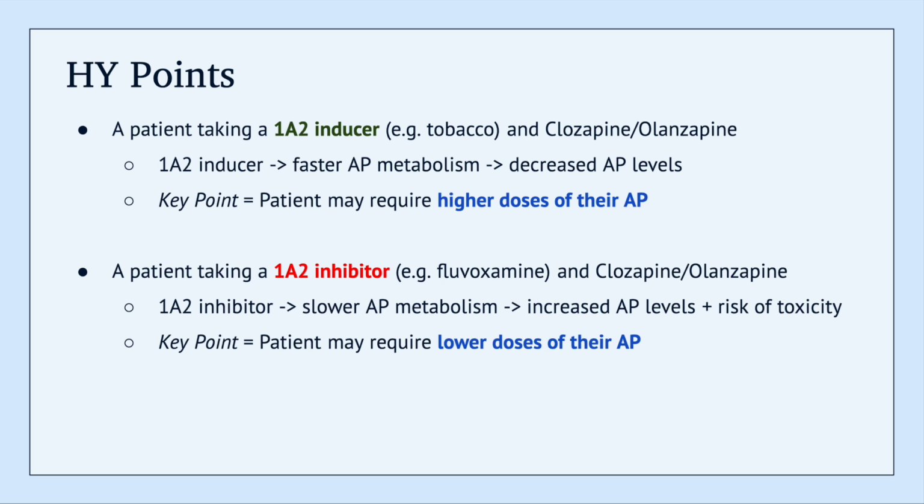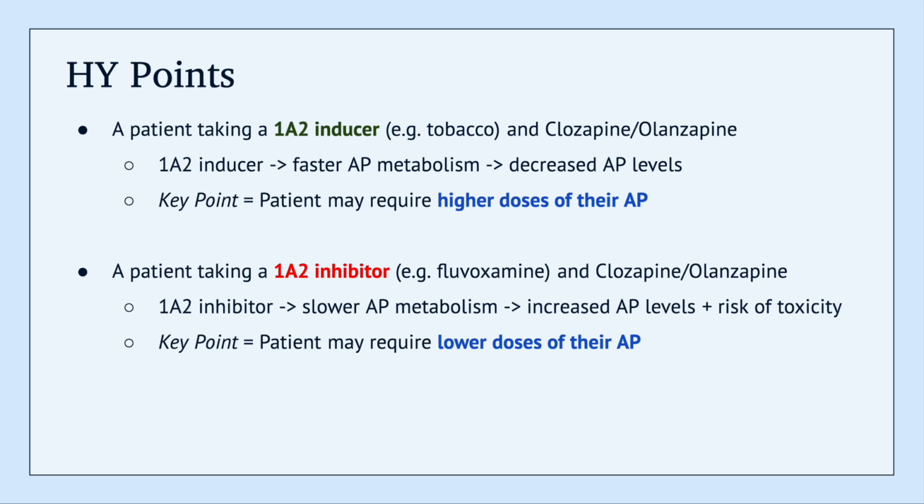So here's what I really want you to consider when thinking about CYP1A2. A patient taking a CYP1A2 inducer, such as tobacco, and also taking medications such as Clozapine or Olanzapine, right? So we have our 1A2 inducer. That is going to cause faster metabolism of our antipsychotic, which will lead to decreased levels of that antipsychotic. So in a clinical setting, what might need to happen is for a physician to prescribe a higher dose of the antipsychotic for that patient.